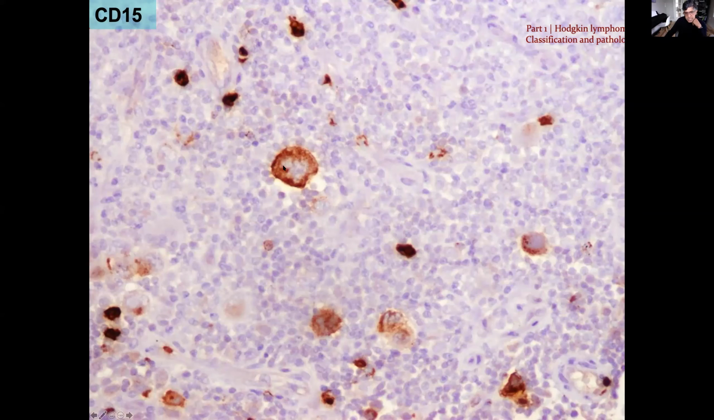Especially when CD15 is negative and it's important for diagnosis, I will make sure that the internal controls are okay. Because we get biopsies from all places, and you never know how they fix these tissues. If it's suboptimally fixed, your stains are going to be bad. And if your stains are bad, your diagnosis is only going to be as good as your stains.